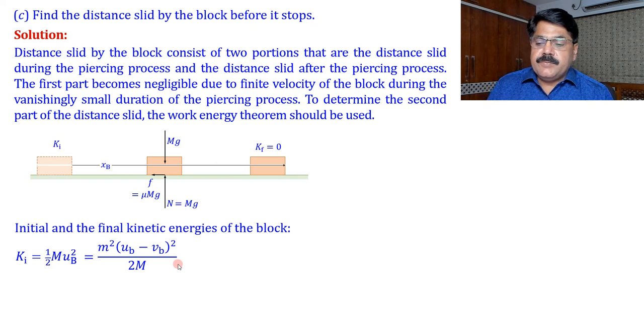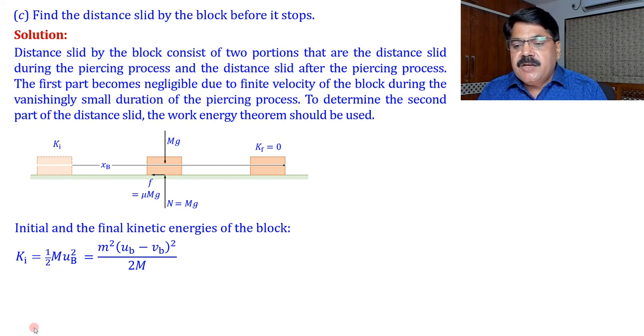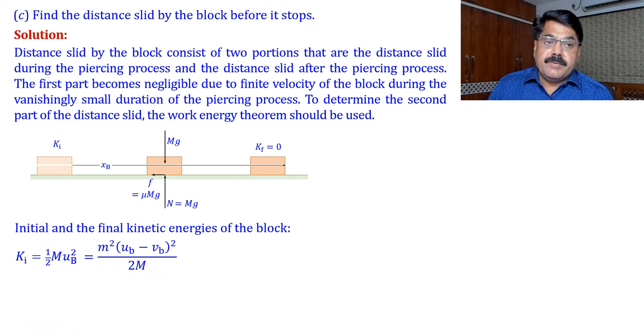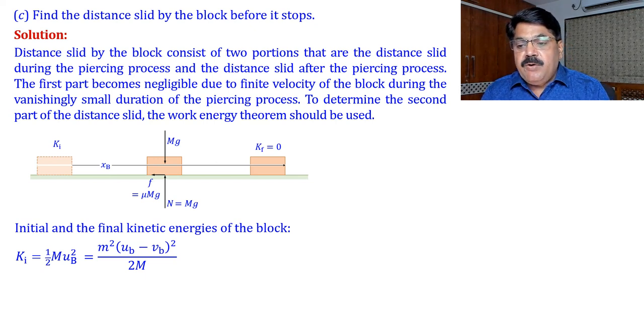Suppose if the second part was asked directly, you can write this expression straightforwardly by using momentum conservation. The loss in momentum of the bullet is the gain in momentum of the block. So m into (ub minus vb) is the loss in momentum of the bullet, and that will be the gain in momentum of the block.